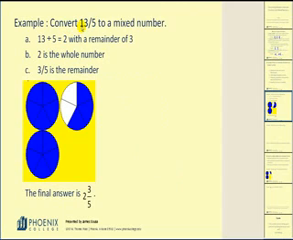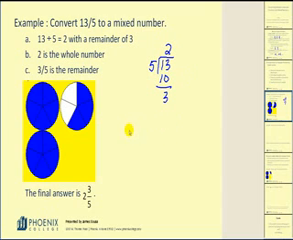Let's say we want to convert 13/5 to a mixed number. Well, step 1 says divide. So we're going to take 13 and divide this by 5. Of course, there are 2 5s in 13. 2 times 5 would give us 10 with a remainder of 3. This is all the information we need to convert an improper fraction to a mixed number.